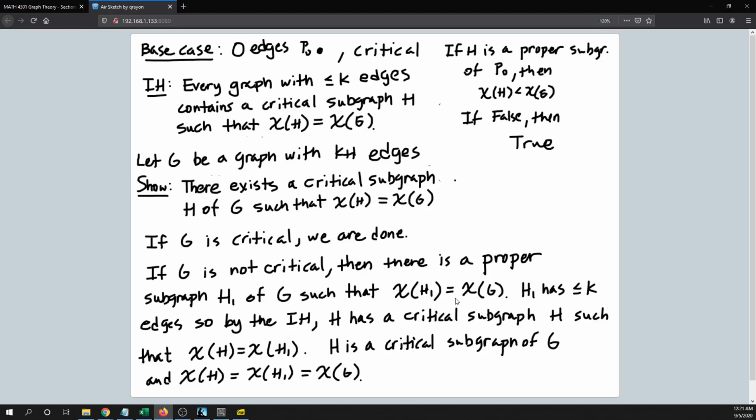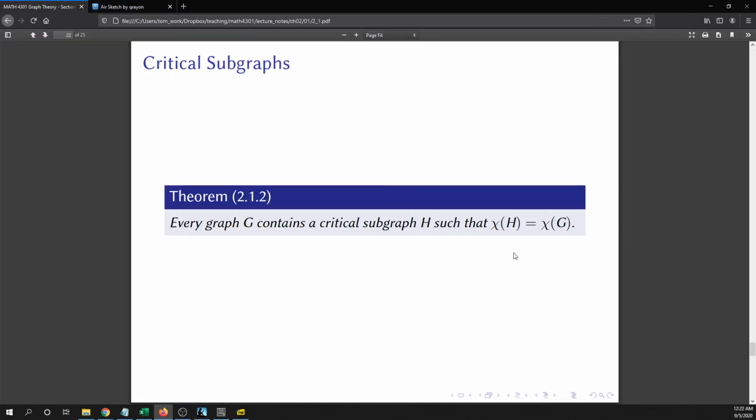All right, so by induction, this is true for a graph with an arbitrary number of edges. Okay. So that is it for this one, and then I am going to do the same thing and separate the subsequent proofs out on their own.